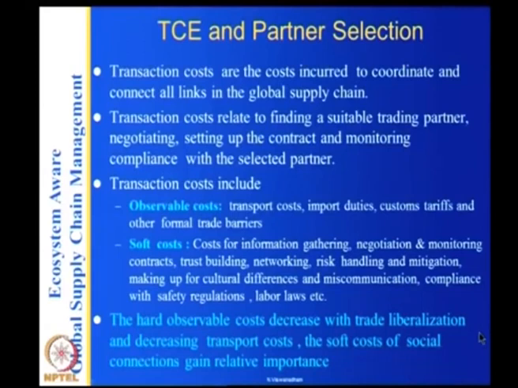The hard observable costs decrease with fair labelization and a decrease in transport costs, and the soft costs of social connections gain importance. But the hard costs basically may decrease because of the green regulations and all that, but the soft costs are important.